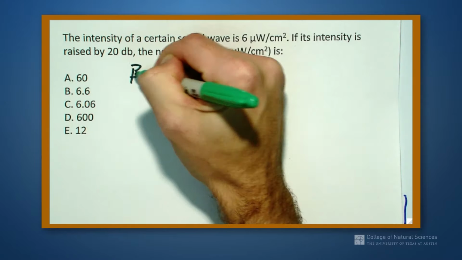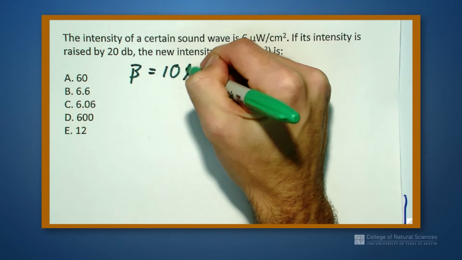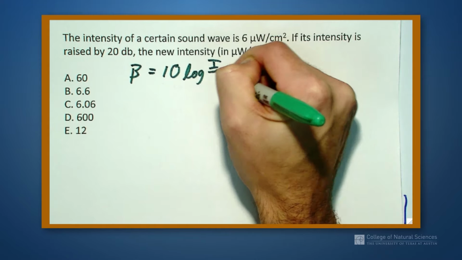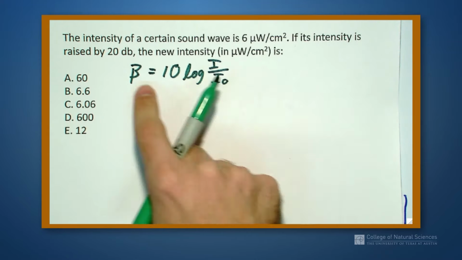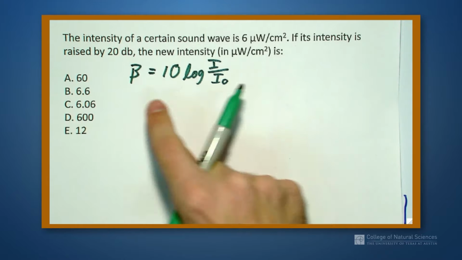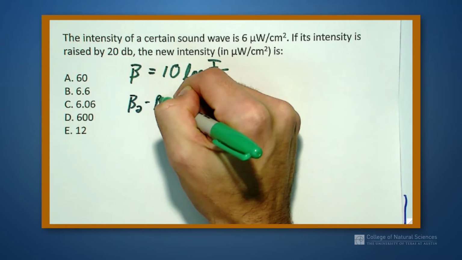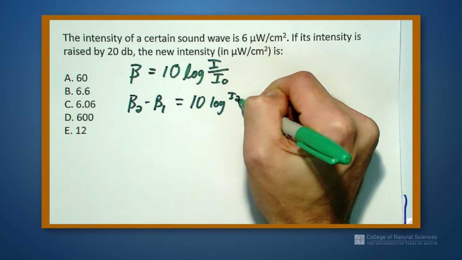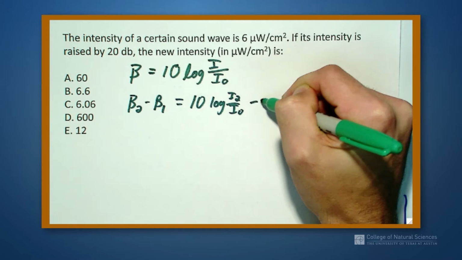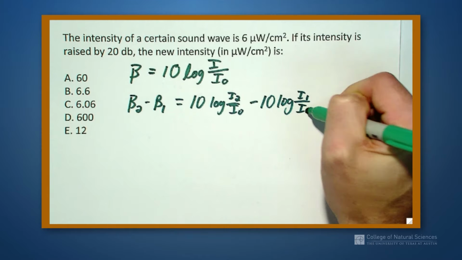But I know that the decibel reading is given by 10 log of intensity over intensity naught. Intensity naught is the threshold of hearing. This is what we measure the decibel reading against. But I don't want beta, I want the change of beta. So I'm going to do beta 2 minus beta 1, which is going to be 10 log of I2 over I naught minus 10 log of I1 over I naught.